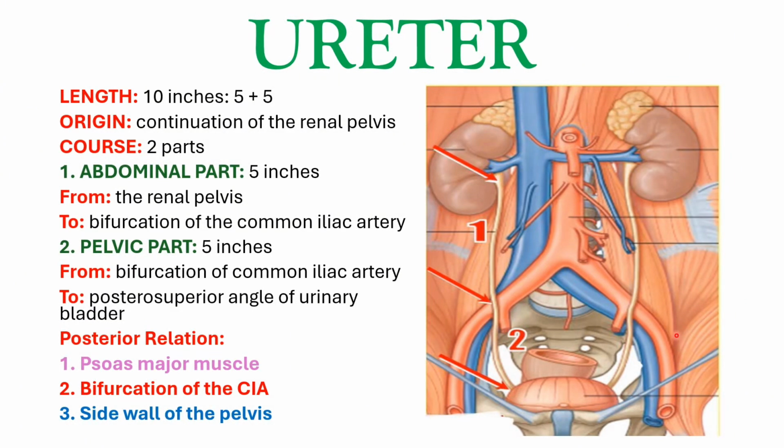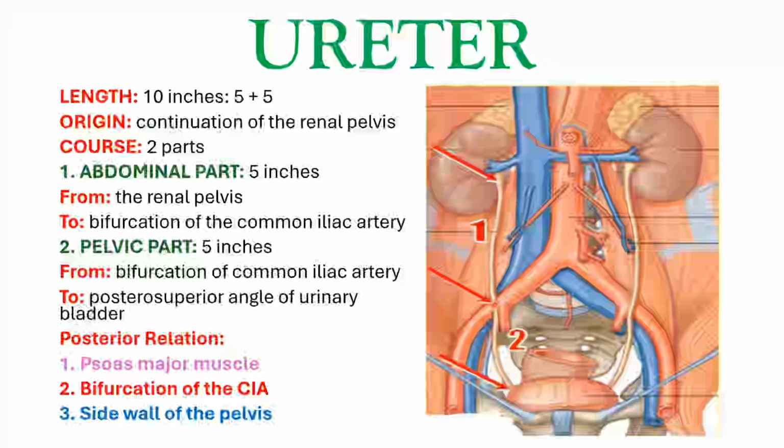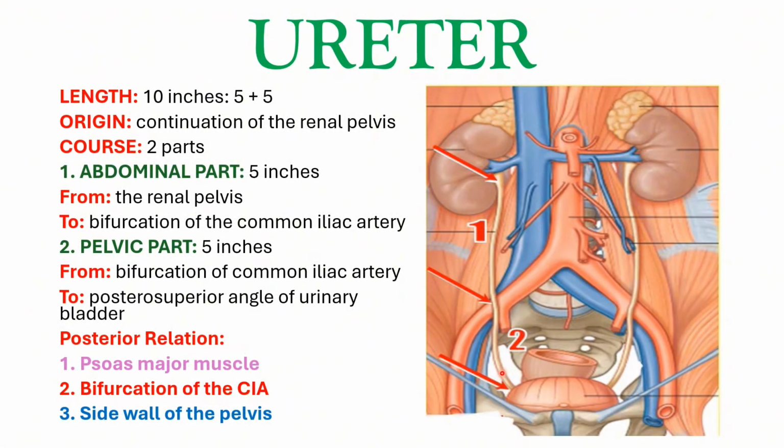Again, the ureter is 10 inches in length. It's a continuation of the renal pelvis. This is the renal pelvis. We said it has two parts: the abdominal part and the pelvic part. The abdominal part starts from the renal pelvis all the way to the bifurcation of the common iliac artery. Then it continues as the pelvic part, which starts from the bifurcation of the common iliac artery to the posterior superior angle of the urinary bladder.